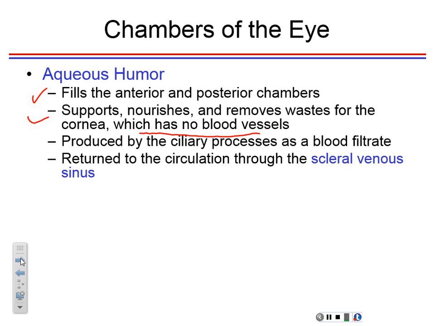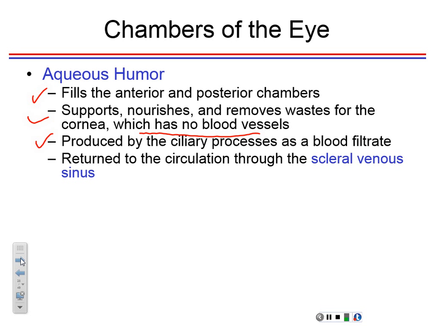So it's produced by the ciliary processes. Remember, the ciliary processes make aqueous humor, so it's constantly made and constantly recycled, because it's bringing in nutrients and taking out waste. So you've got to recycle it. You don't want any blockages in that, otherwise your eye will start getting infected and all sorts of problems.